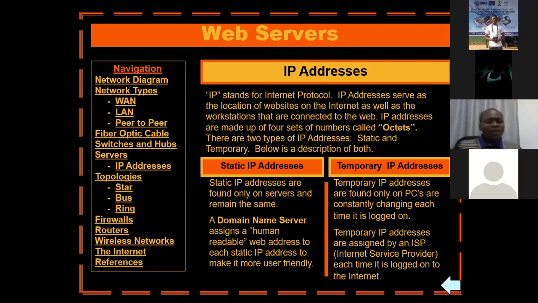Now, static IP addresses are found only on web servers, and they remain the same. A domain name server assigns a human-readable web address to each static IP address to make it more user-friendly, whereas temporary IP addresses are found only on PCs and are constantly changing each time you log in. Temporary IP addresses are assigned by an ISP, Internet Service Provider, each time you log onto the internet.